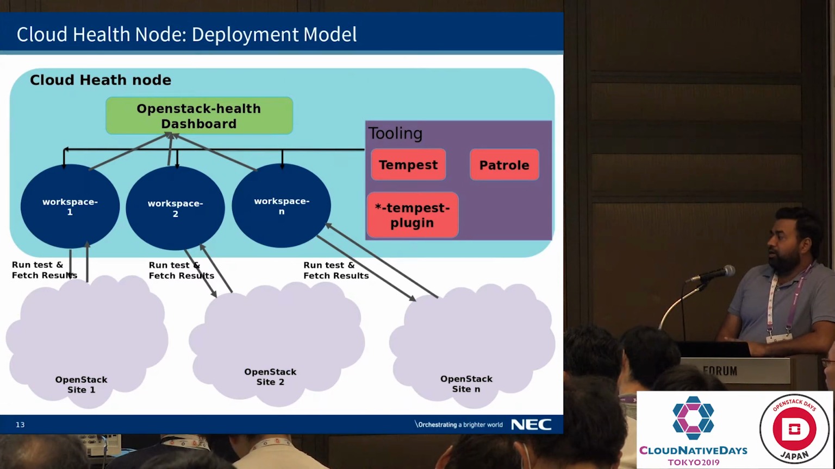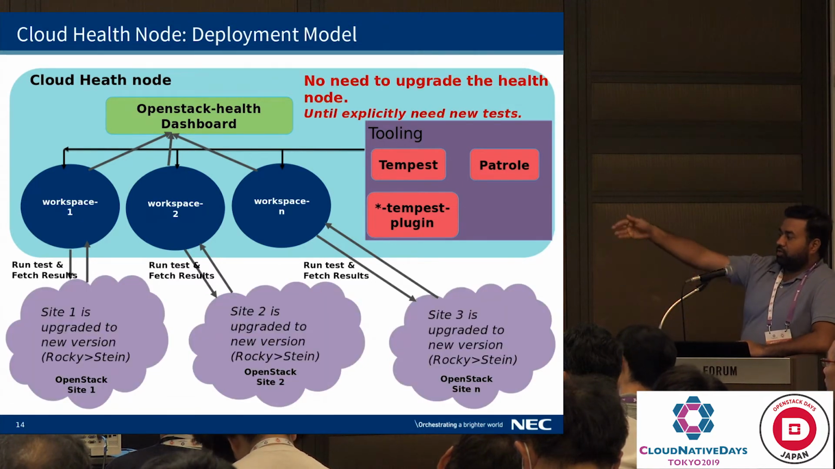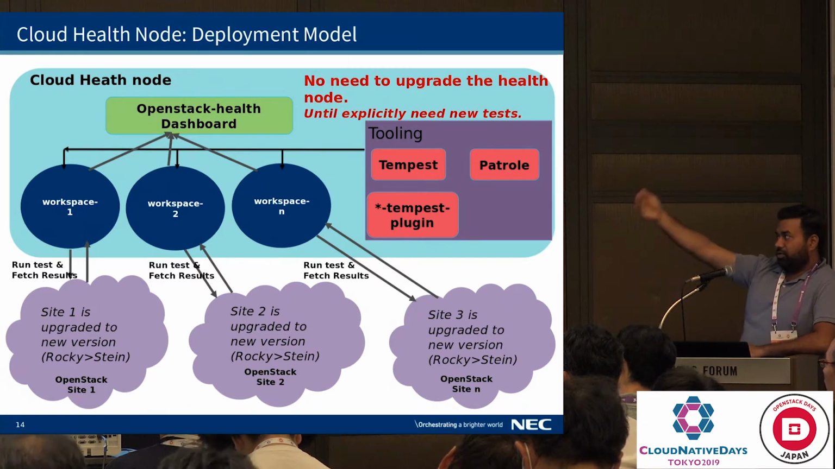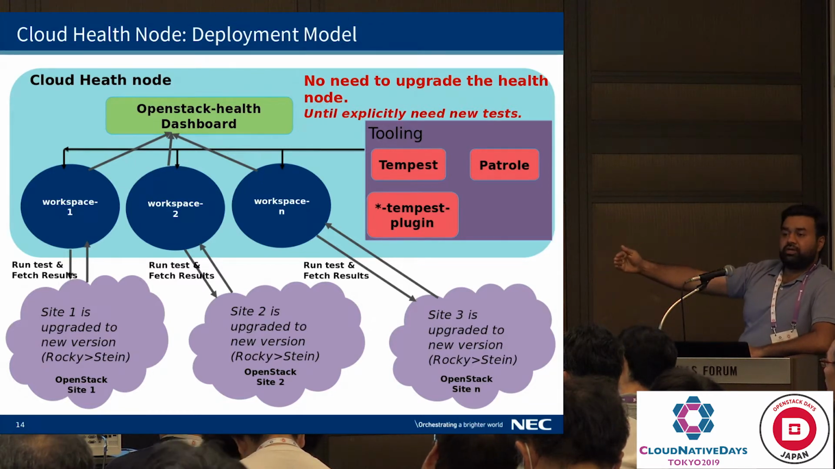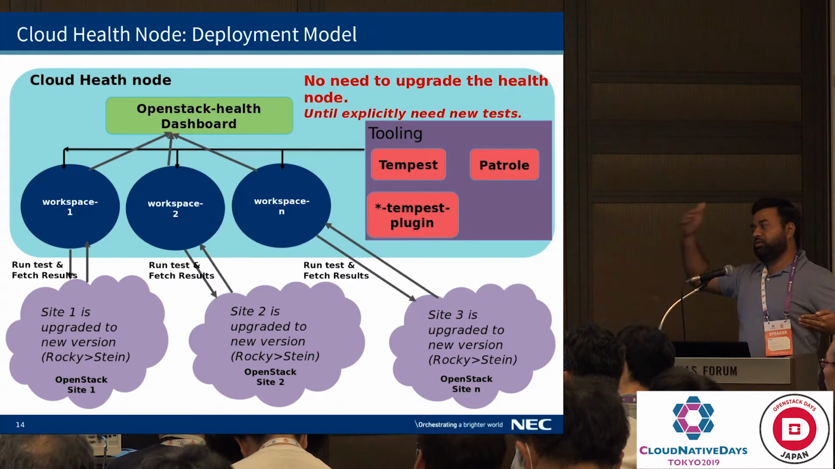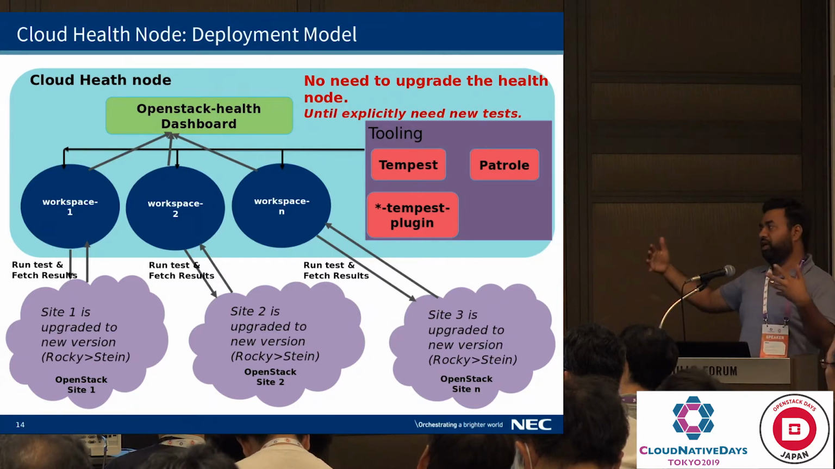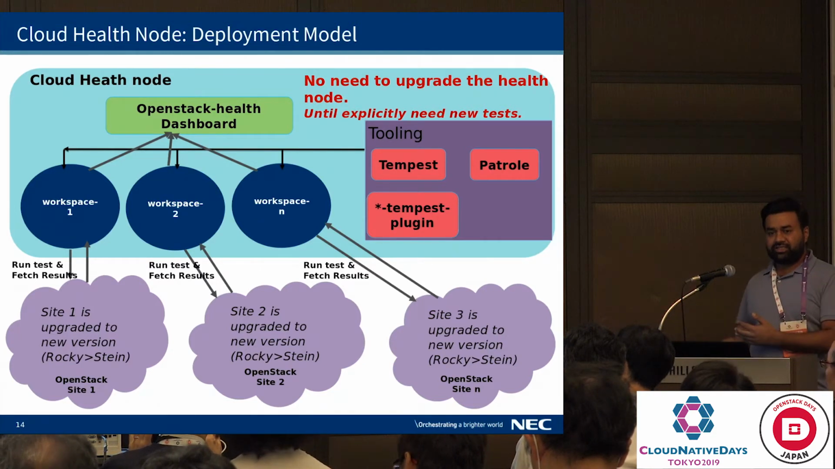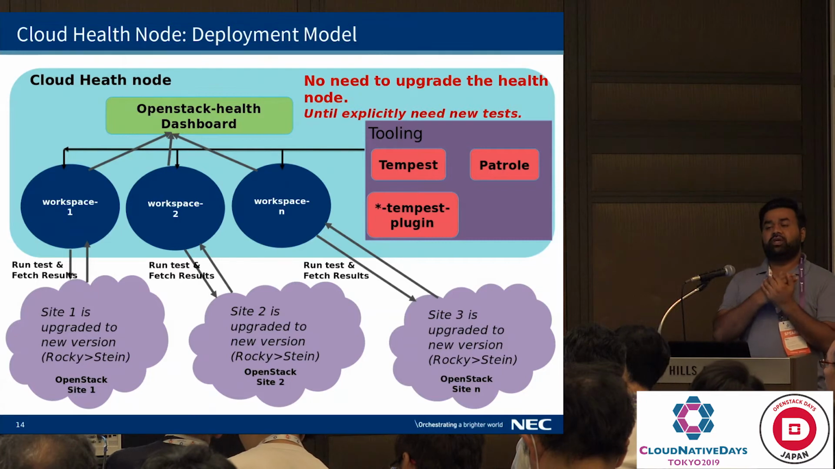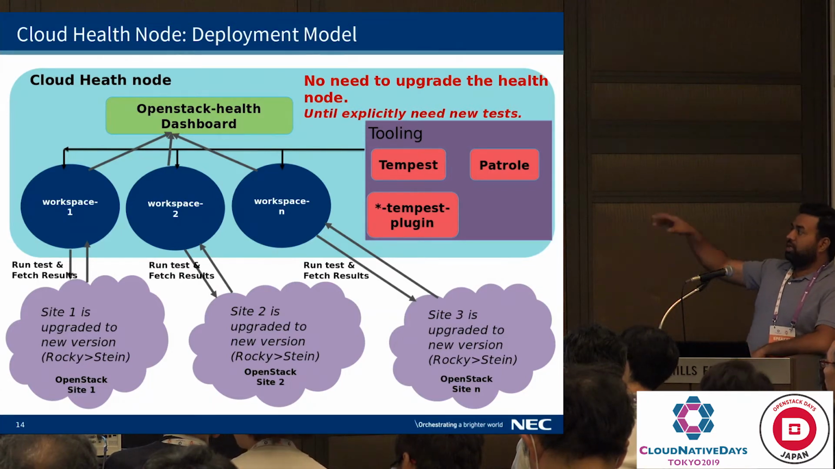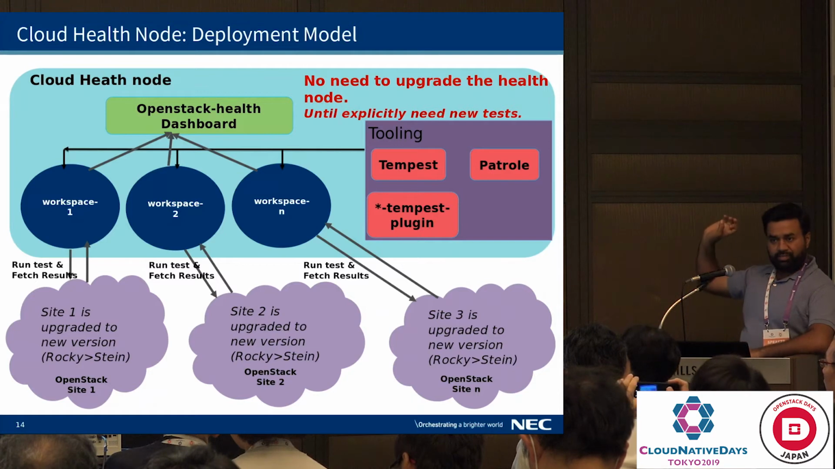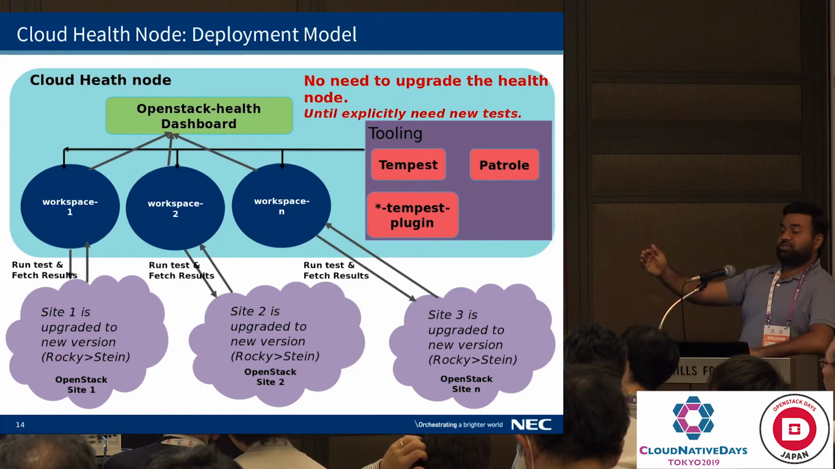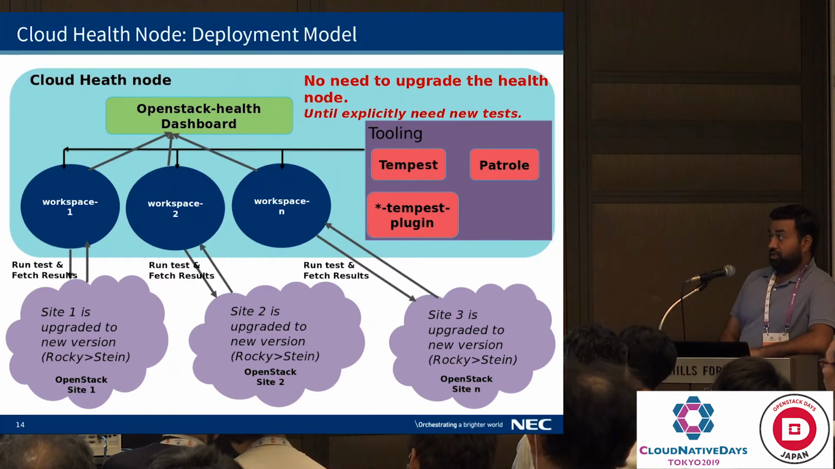With this, if you observe, in case of an upgrade, if OpenStack sites are upgraded, say Rocky to Stein, you don't need to upgrade the health node. Whatever Tempest was there, you can still keep running, and compare the previous result and the after-upgrade result. You can verify that your upgrade is not broken, or that the next OpenStack release has not broken anything, that there is no backward incompatible change. Until you explicitly want a new test, you don't need to upgrade Tempest. Otherwise, with the same set of Tempest and the same configuration, you can test your cloud before and after the upgrade and verify whether your upgrade is fine or not.